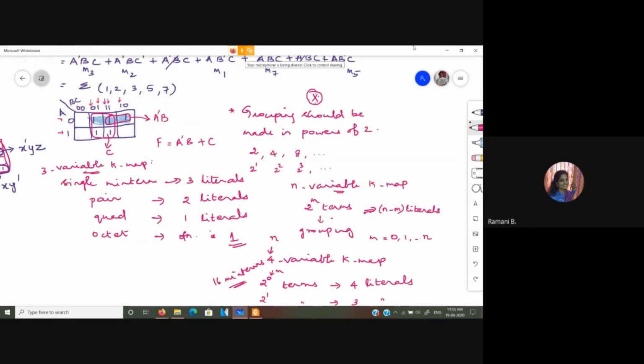Okay, and we shall see more examples also. If possible, for the weekend, I will give you some assignment sort of, so that you can get practice with these K-maps.